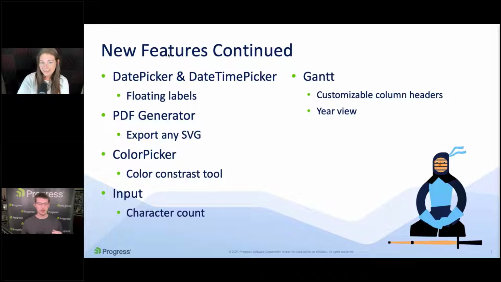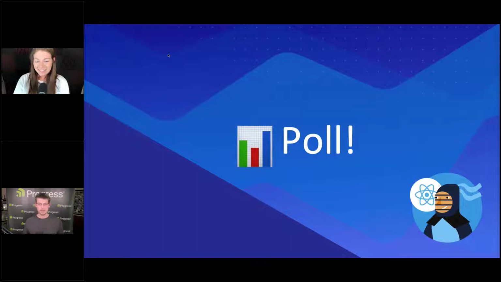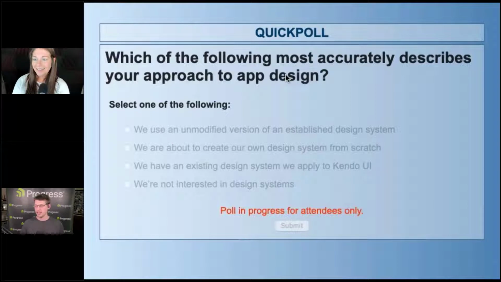So I'm going to switch over to that so that we can start to dive in and see some of these features. But before I do that, while I get my dev environment set up, I know we have a poll that we want to run for React as well. So if we could toss that up. Yeah, there it is. Which of the following most accurately describes your approach to app design? We use an unmodified version of an established design system. We are about to create our own design system from scratch. We have an existing design system and we apply it to KendoUI, or we're not interested in design systems. That's the poll. I'm curious to see.